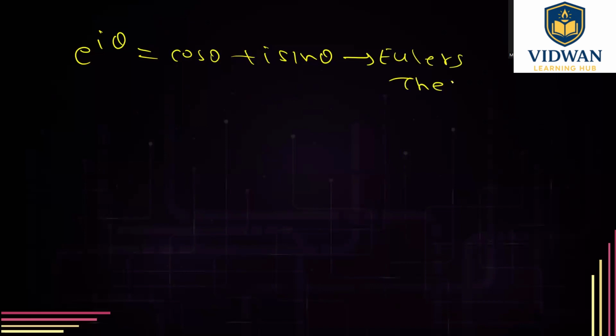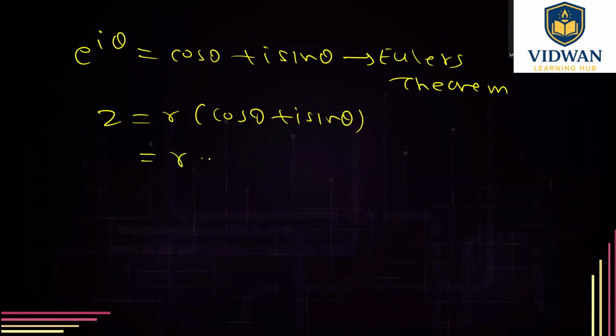Because of this theorem, the complex number which you wrote as r into cos theta plus i sin theta, which was called mod amplitude form or polar form, can also be represented as r into e power i theta, and then you can call it the polar form of the complex number. This is called polar form. And writing a complex number in polar form will help you in multiplying and dividing them easily.